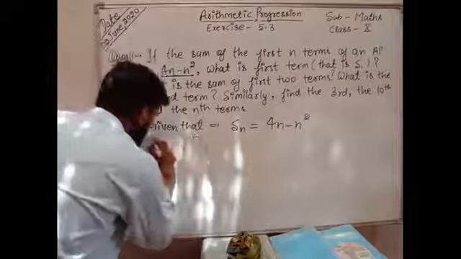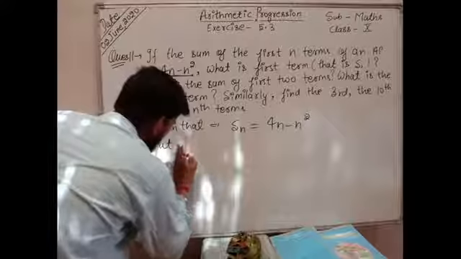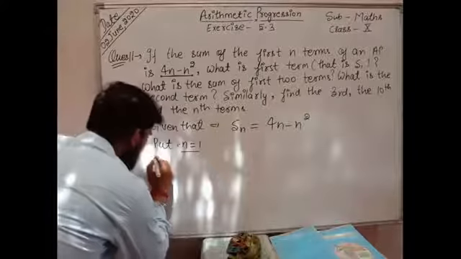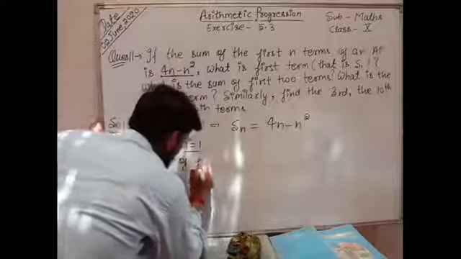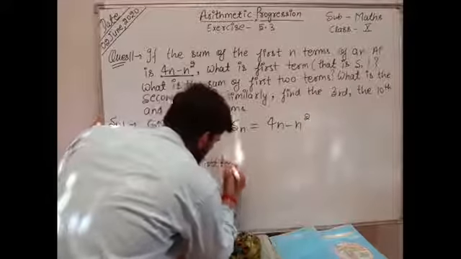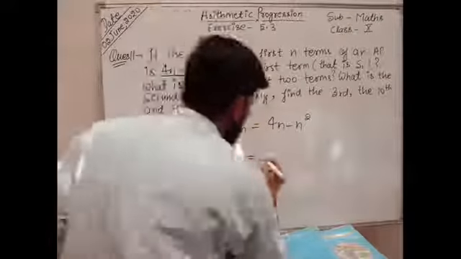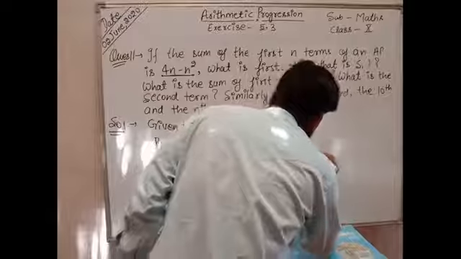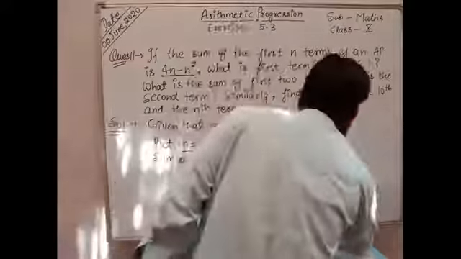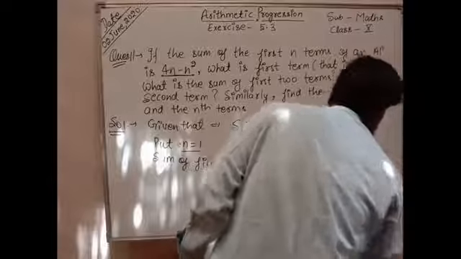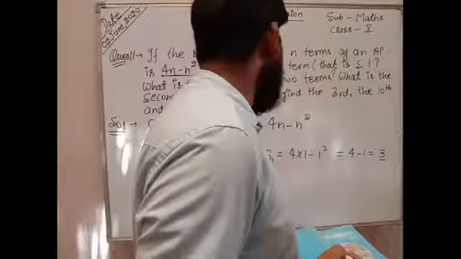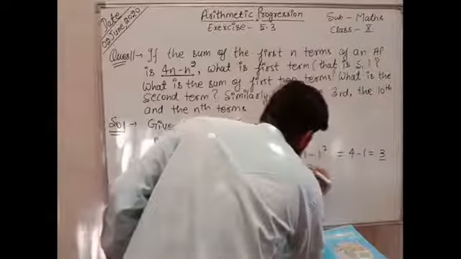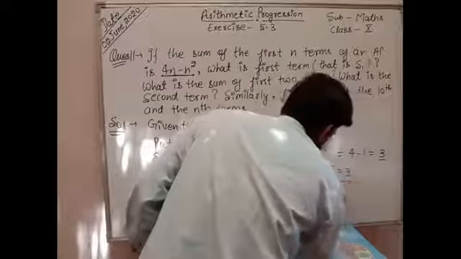So put n equal to 1. Or we can say the sum of the first term is equal to S1, which equals 4 multiplied by 1 minus square of 1, that is equal to 4 minus 1, which is 3. So A1 and S1 are equal to 3. So we can write A1 is also 3 and S1 is also 3.